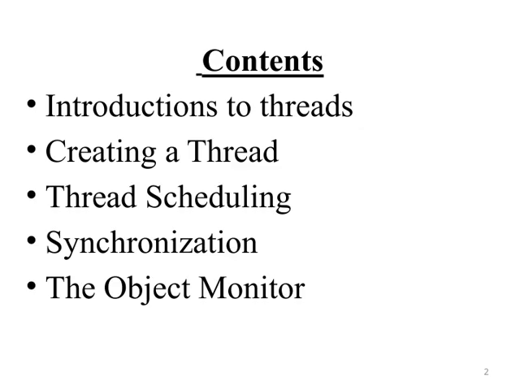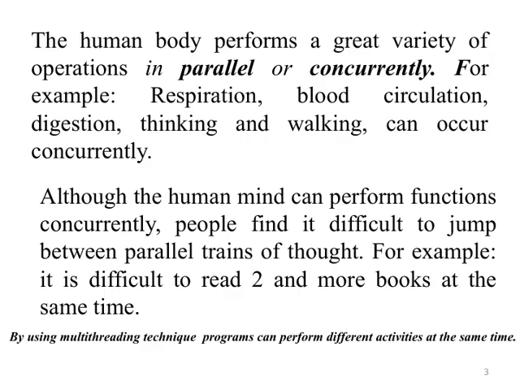efficiency and responsiveness. Following that, we'll explore synchronization, a crucial concept that helps us coordinate threads to prevent conflicts and ensure data integrity. Finally, we'll cover the object monitor, which is a key mechanism for controlling thread access to shared resources. Each of these topics builds on the previous ones, forming a comprehensive overview of thread management and control in programming.